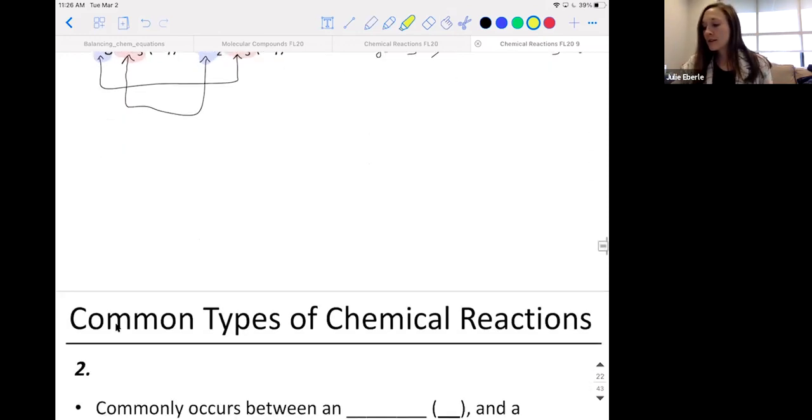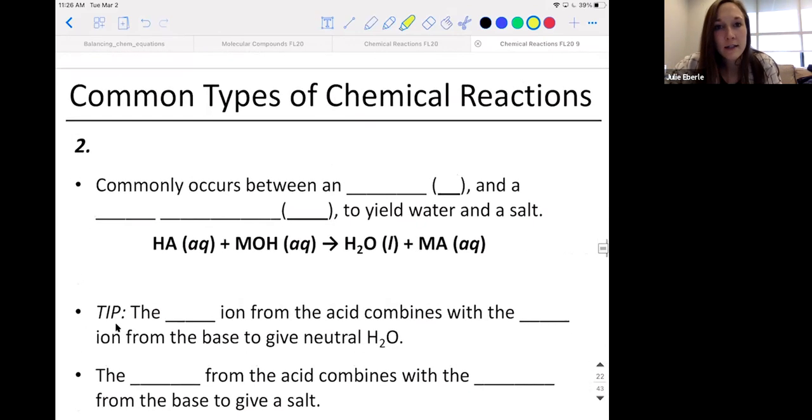Okay, let's move on to the second kind. The second common kind of reaction is an acid-base neutralization reaction. Oh, I'm on highlighter.